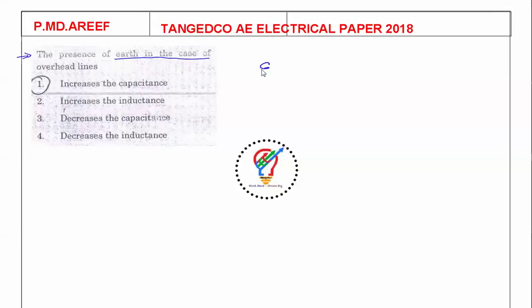The presence of earth in case of overhead lines. So presence of earth in overhead transmission lines. So here let's assume it's earth, and let us assume here we have a transmission tower. Okay, so because of it we are having a transmission line like this, right? So just assume it is. Because of this, the transmission line is a conductor, and ground also acts as a conductor.